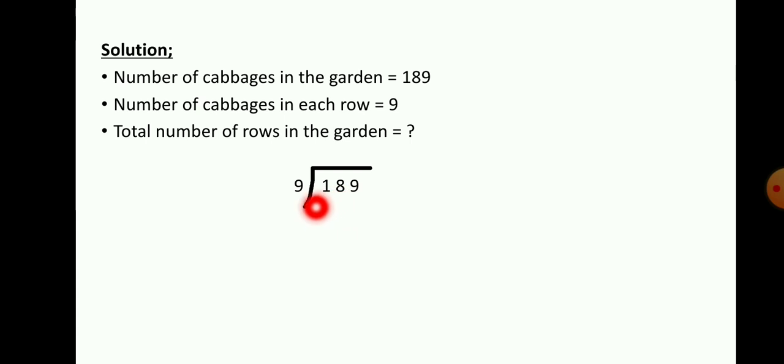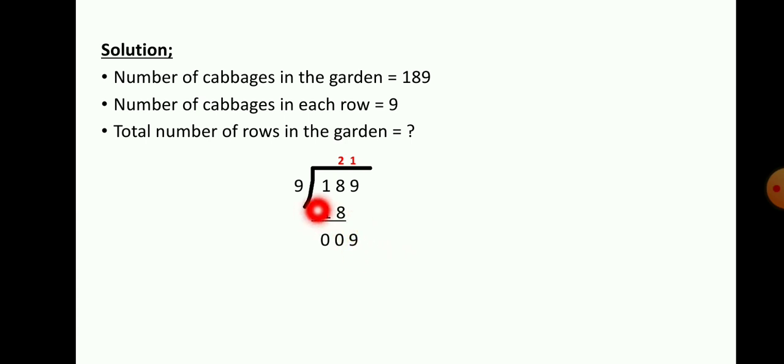So we'll consider first 18. So 18 comes in the table of 9. Yes. How many times? 2 times. So we'll write 2 at the top like this, and we'll write minus 18 below. Okay. So that means out of 18 we solved the 18. So now we'll subtract it. 1 minus 1 is 0. 8 minus 8 is 0.